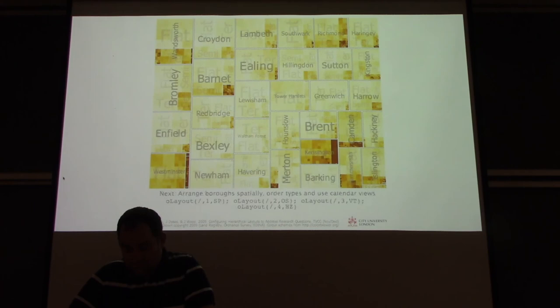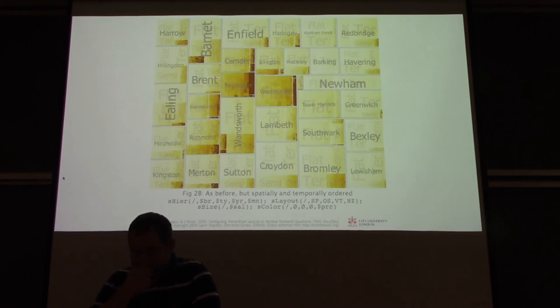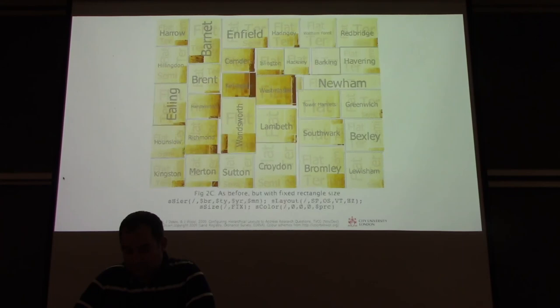The size order doesn't let us identify spatial patterns very easily, so we now rearrange the rectangles spatially and temporally. We can now detect some spatial patterns. For example, we can see that the highest average prices tend to be central and west of the centre, and sales of flats dominate centrally, but less so peripherally. Rectangles are small where there are low sales, making it difficult to see the detail. In the next view, we fix the size of rectangles to show each with equal prominence.